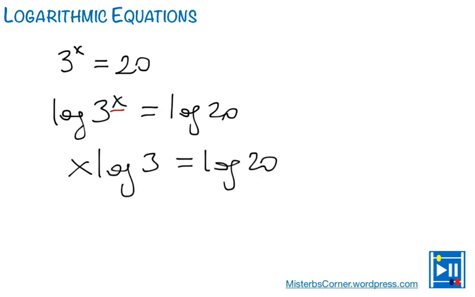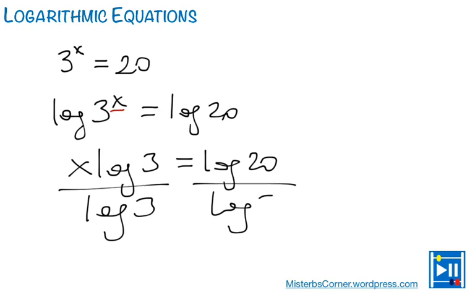Now remember, these expressions are numbers, right? So what I can do is I can now divide both sides by log 3, because at the end of the day the idea is to isolate x so that we can write the value here, which will be 2.727. Right?